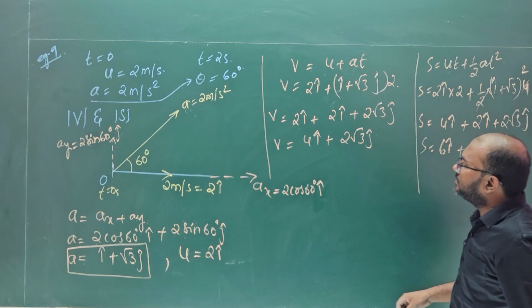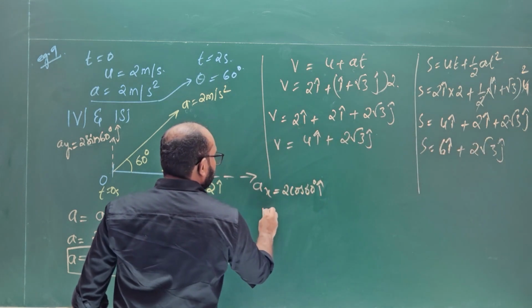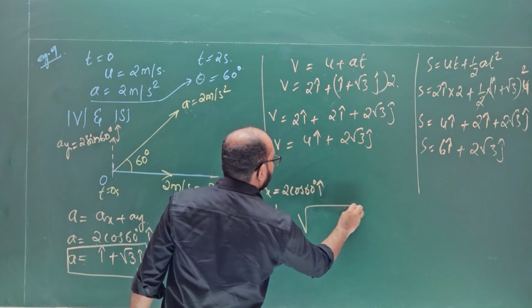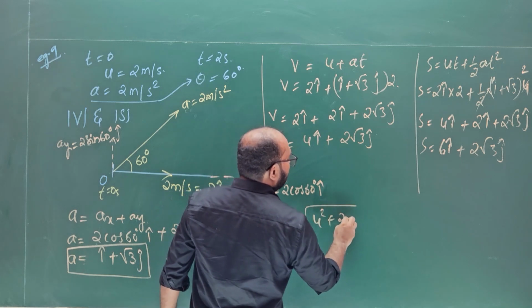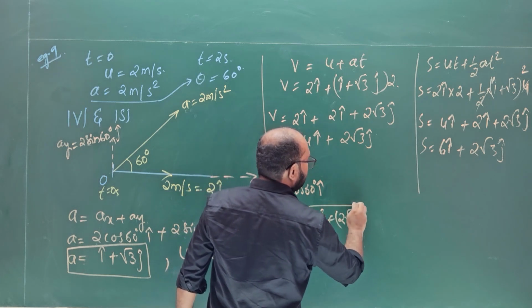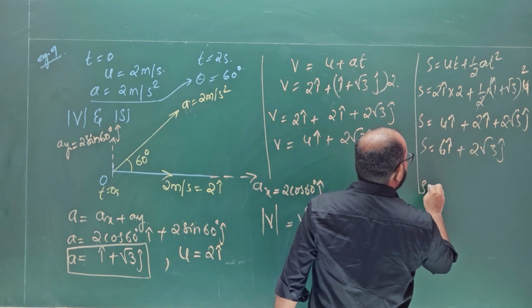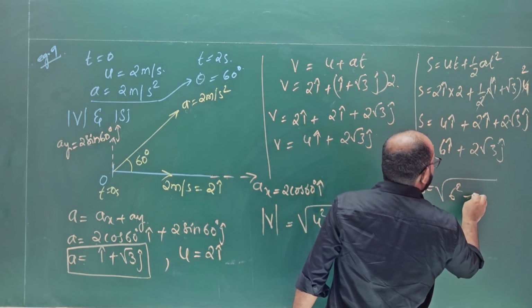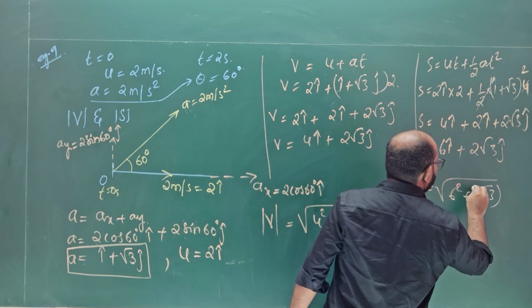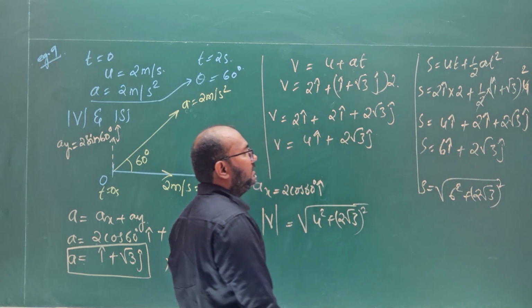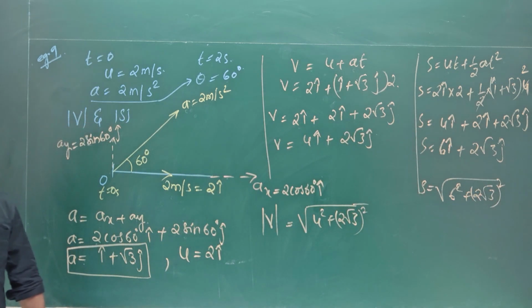Substituting in mod, v is nothing but under the root of 4 square plus 2 root 3 square, and s is nothing but under the root of 6 square plus 2 root 3 square. Solving that will provide you the answer.